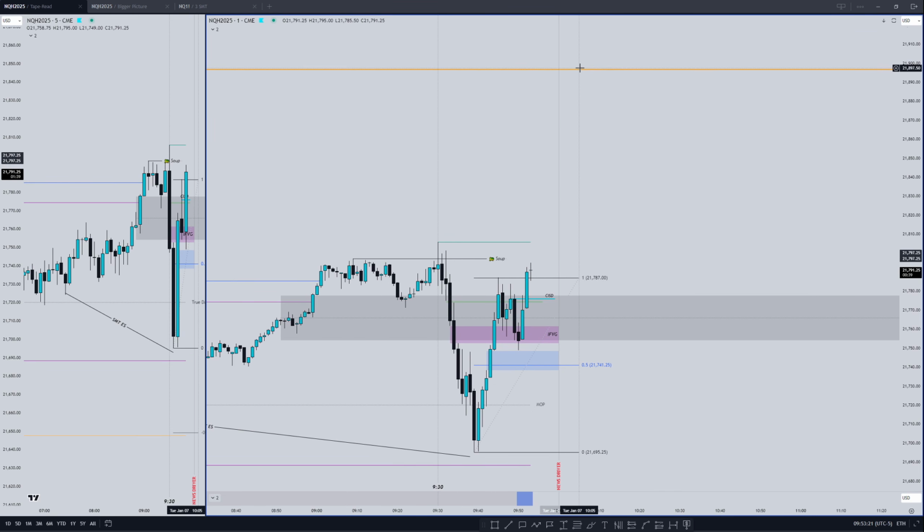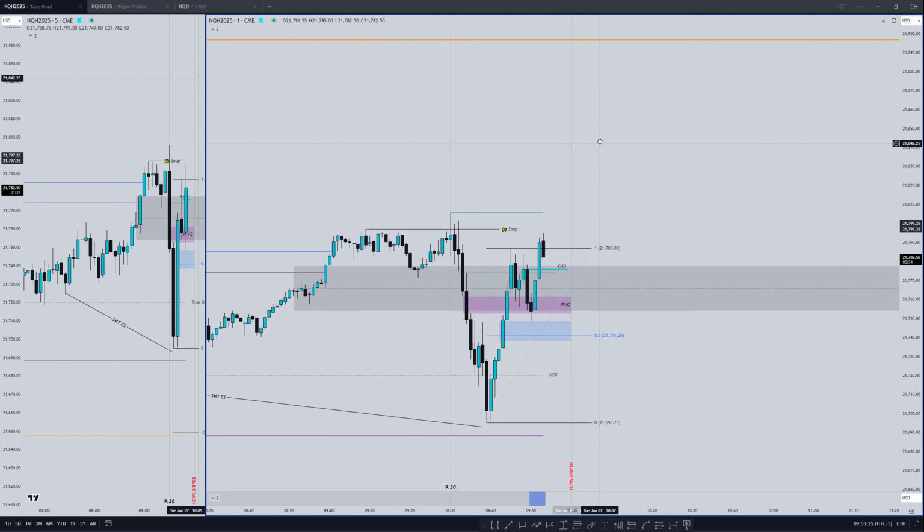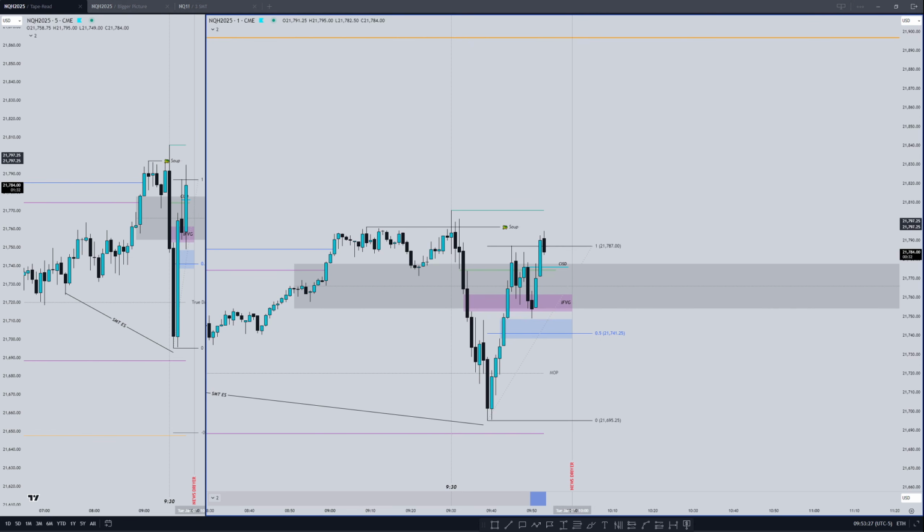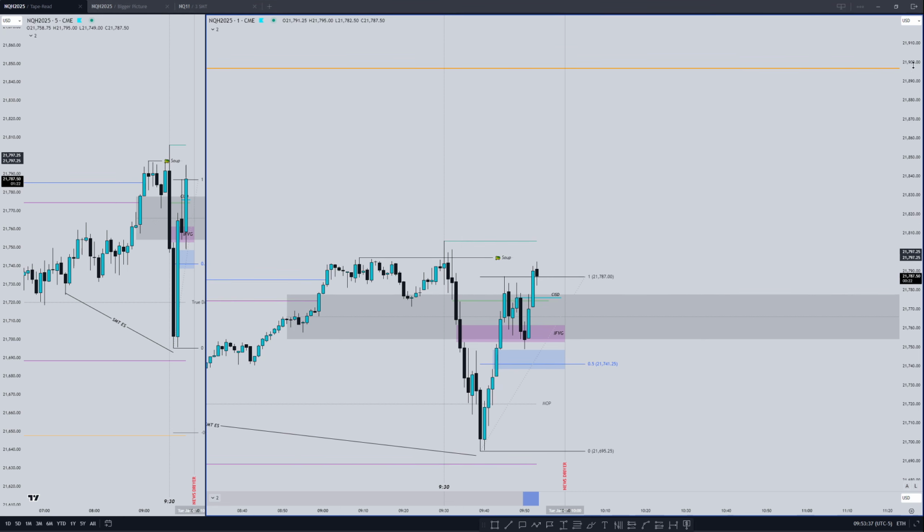So the current drawn liquidity right now is 21,896.75, and that is the previous day high. So an important time-based liquidity pool. And that's decently close to 21,900, which is a round big figure. So you can imagine institutionally what that's going to have on the market.